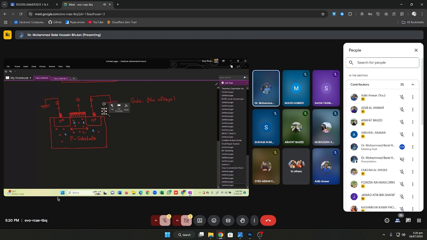So we apply it at the drain terminal. This is the thing we're going to see first. So what is going to happen? Also notice the source terminal is grounded. This is ground, so we can call the applied voltage VDS.